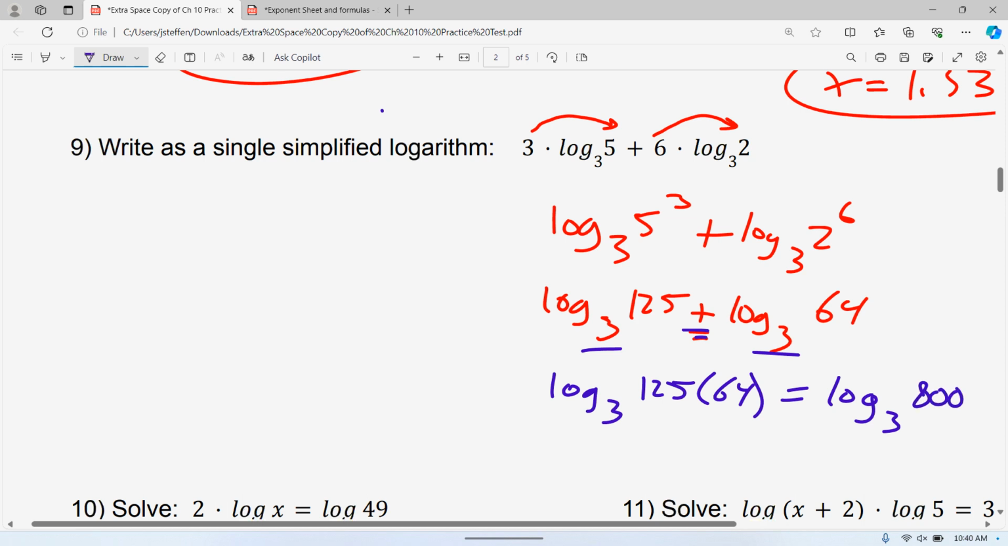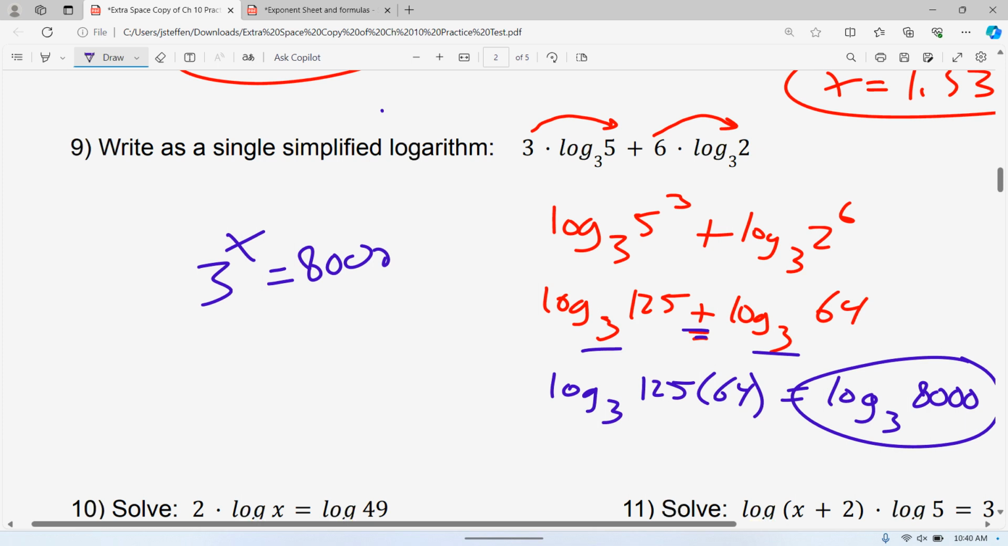Now, some people on the quiz, they were taking that and then they were actually solving it, 3 raised to what number is 8,000. I guess if you want to do that, you can, but you don't have to on this one. It's not telling you to evaluate. It's just telling you to write it as a single simplified logarithm.